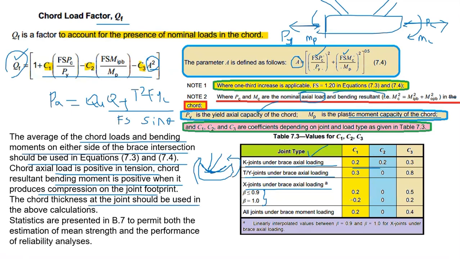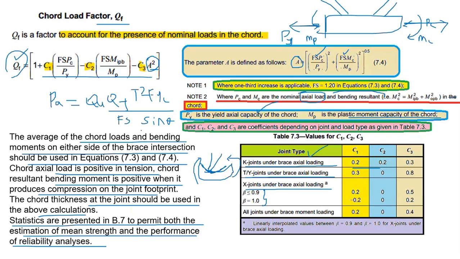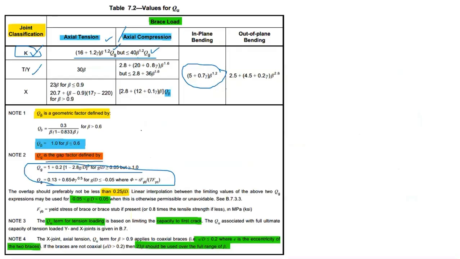The chord thickness at the joint should be used in the above calculations. Statistics are presented in the commentary to permit both estimation of mean strength and performance of reliability analysis. We will see the commentary at a later stage. But at least now you know how we are calculating the PA, MA values, what we mean by PA and what we mean by MA. All these things, at least you have some idea about it, right? And how it depends on the parameters.